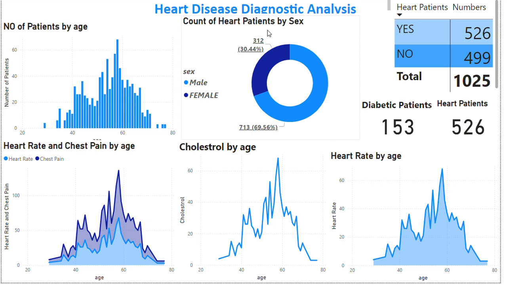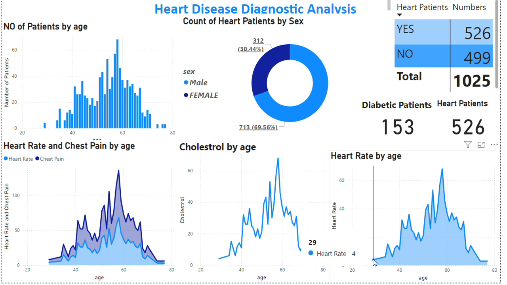This shows our patients' gender. Male was 30% and female was 69.56%. This graph shows the cholesterol by age. This is very essential for the doctors.